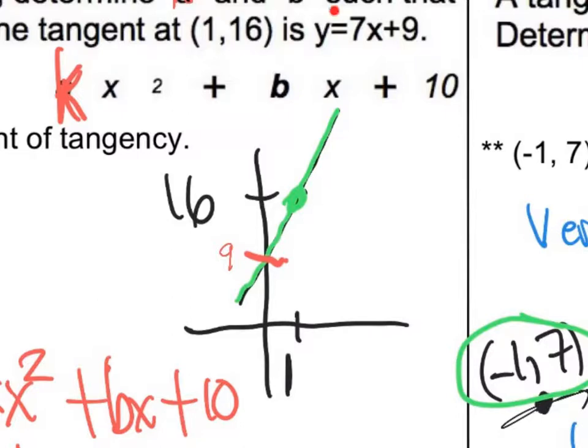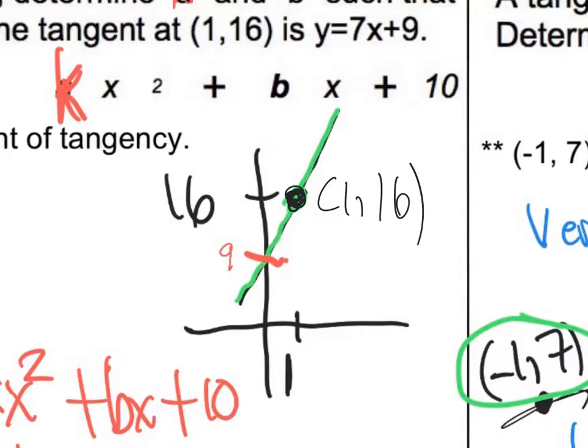We know that the tangent is 7x plus 9. That means the y-intercept is 9 and it has a slope of 7, so it's a steep slope going up. We know the point of tangency is at (1, 16). So that's right there, (1, 16). That's the point of tangency.